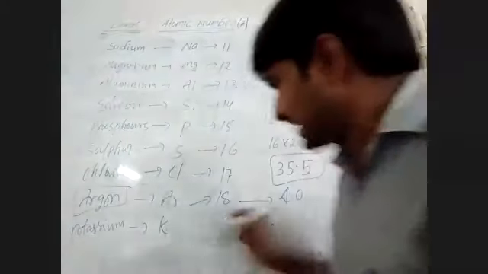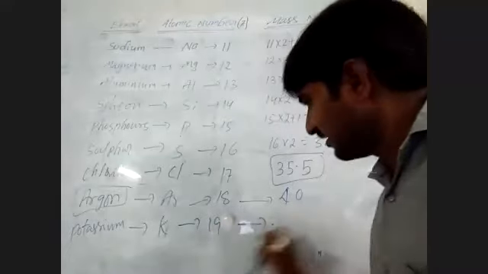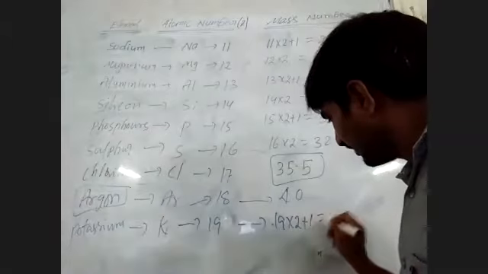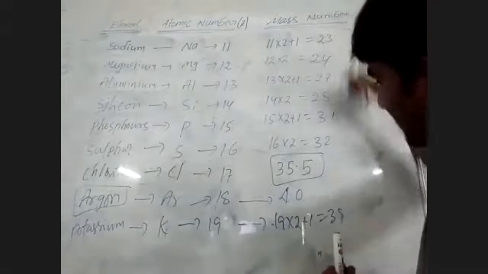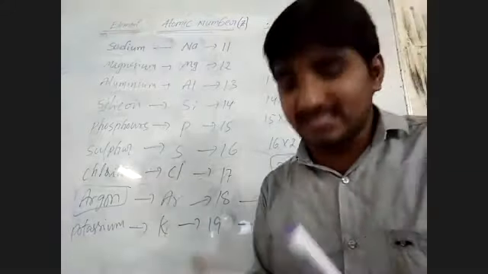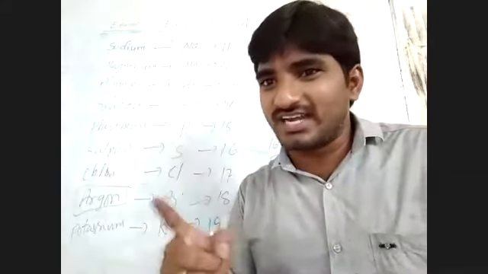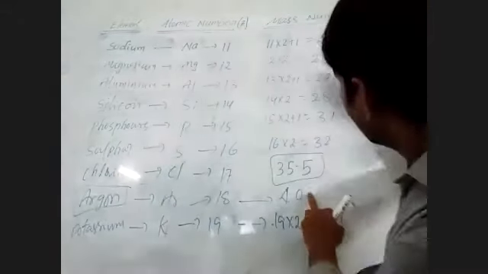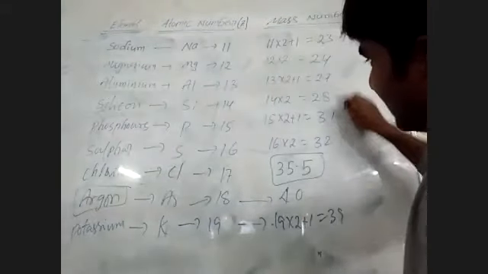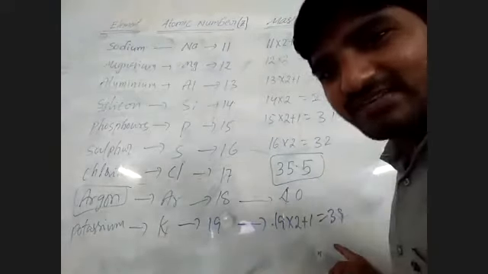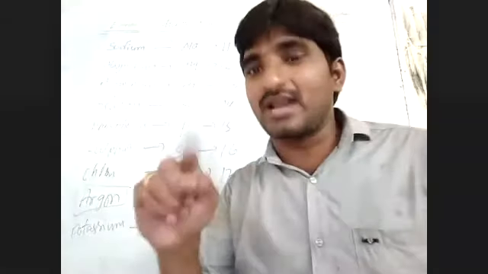So potassium is 19. 19 is called an odd number. 19 into 2 plus 1 equals 39. See, among those the values increase, but here the second one decreases. This is called an anomalous series. Coming to plus 10th standard, the most important board exam: 23, 24, 27, 28, 31, 32, 35.5, 40, 39. Why change? Why does the value decrease? I will explain the reason, the anomalous pair.